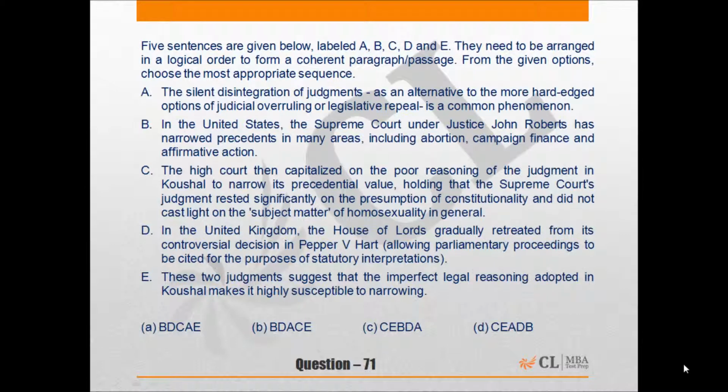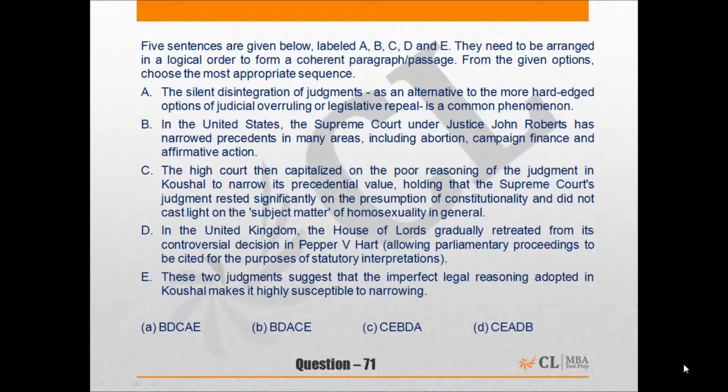This is a para-jumbled question in which 5 sentences are given which have to be rearranged in order to form a coherent paragraph. When we look at these statements, we will notice that statement E will help us form a mandatory pair. It talks of two judgments which suggest the imperfect legal reasoning adopted in Kaushal, making it highly susceptible to narrowing.